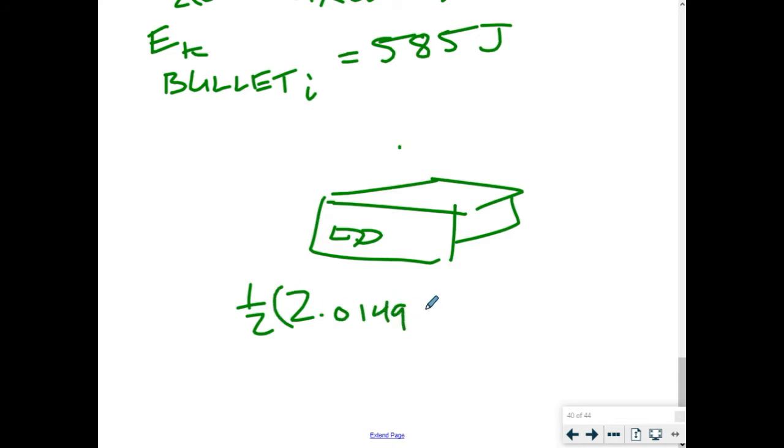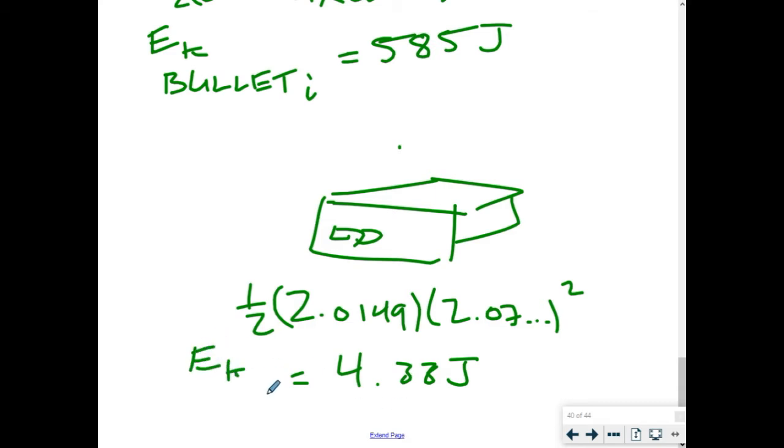So the mass will now be 2.0149. And then wasn't the velocity of the block after it began to move like 2.07 or something? Squared. So I just got to go find those numbers in my calculator. 2.07 gets squared. I multiply by 2.0149 and divide by 2. The amount of energy kinetically that was left after the collision, I only ended up getting 4.33 joules of kinetic energy. Final.